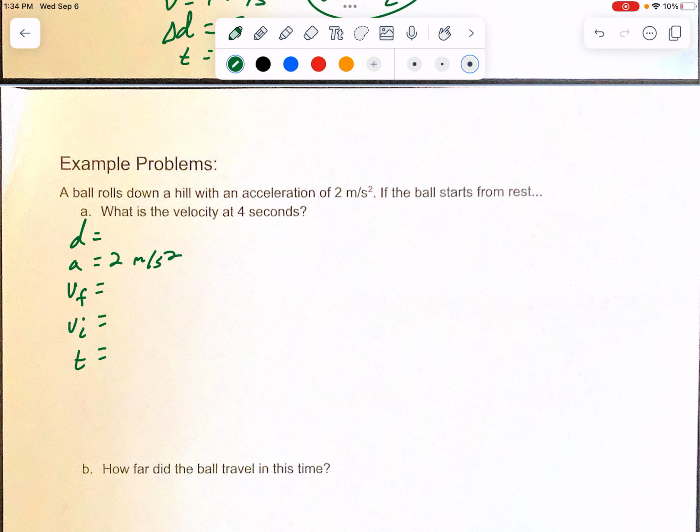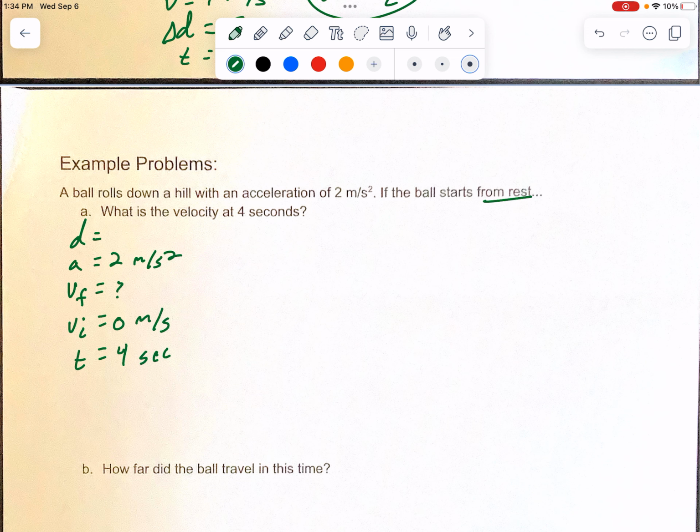Okay, if the ball starts from rest, so from rest means something's got to be 0. And if you're starting from rest, that means your initial velocity is going to be 0 meters per second. And then what is the velocity at 4 seconds? So my time is 4 seconds. And I want to know what is the velocity. So VF is my question mark.